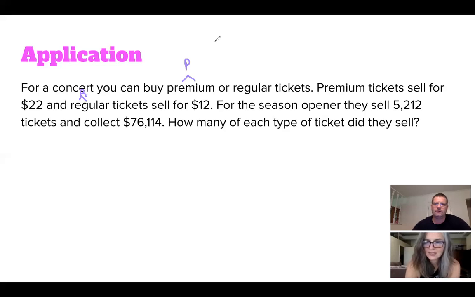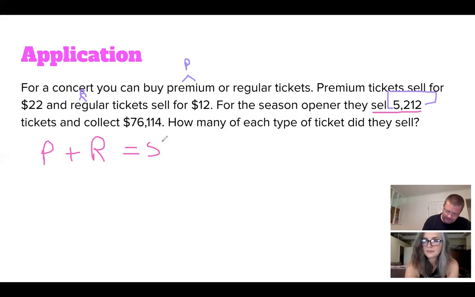I know that those tickets together they sold 5,212. So I'm just going to mash those together, and mashing things together is addition. So P plus R equals 5,212. Okay, now I've got to think a little harder.